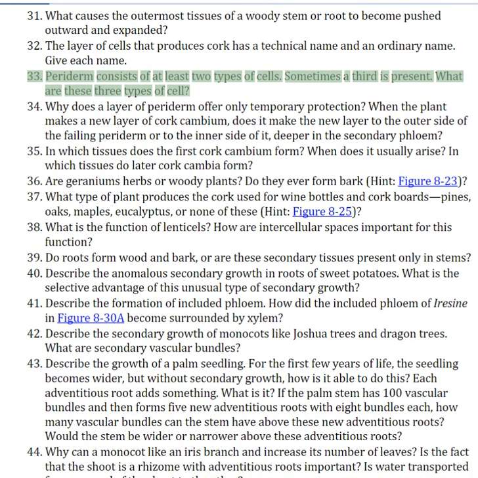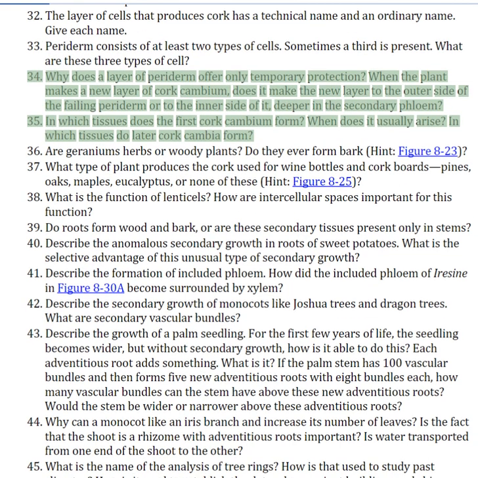33. Periderm consists of at least 2 types of cells. Sometimes a third is present. What are these 3 types of cell? 34. Why does a layer of periderm offer only temporary protection? When the plant makes a new layer of cork cambium, does it make the new layer to the outer side of the failing periderm or to the inner side of it, deeper in the secondary phloem?